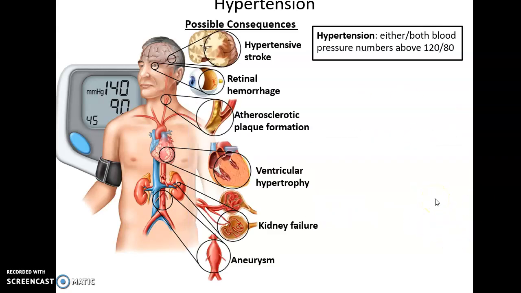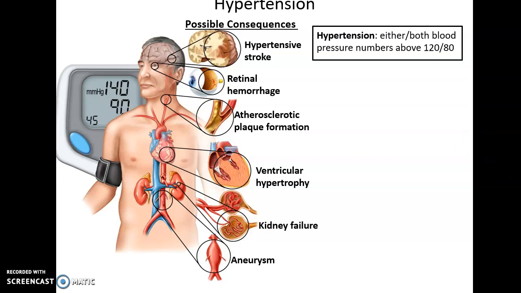So, consequences of hypertension. There are a lot of adverse effects from high blood pressure. You could get a stroke. You could have blood vessels, arteries in the brain burst, causing a hypertensive stroke in the brain. You could have retinal damage. The arteries in the retina might burst, causing you to lose vision in one eye or more.